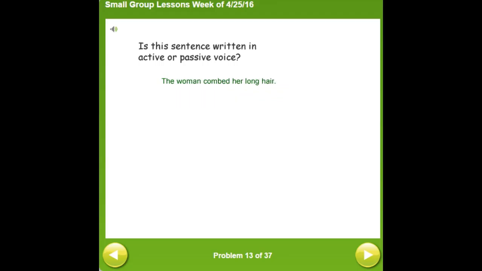Is this sentence written in active or passive voice? The woman combed her long hair. Remember, to figure out if a sentence is active or passive, ask yourself, is the subject doing the action? This is an active sentence. The subject of the sentence is the woman, and she is doing the action, comb.